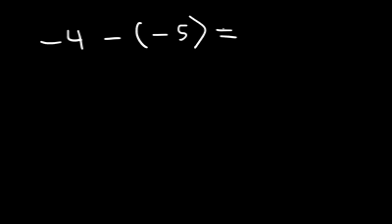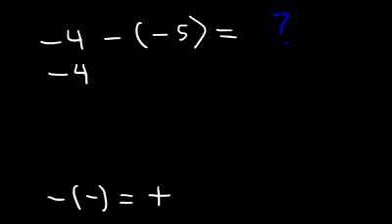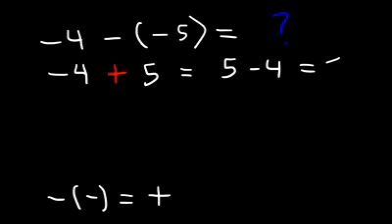Now what if you were to see an example that looks like this? Negative 4 minus negative 5. What would you do? Whenever you see two negative numbers next to each other, it's equivalent to a positive number. So this expression is the same as negative 4 plus 5, which you can rewrite as 5 minus 4, which is 1.